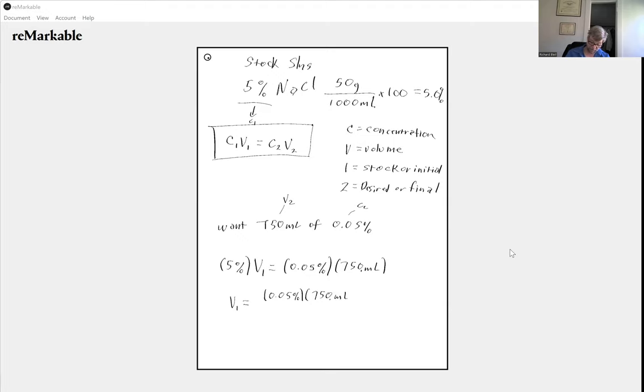Put a decimal point there, just for sig figs. We'll only have one sig fig in the end. Why do we only have one sig fig? This is one sig fig. Remember, in significant figures, anything preceding the first non-zero number is not significant. It's important, because we need 0.05, not 0.5. It's important, not significant.